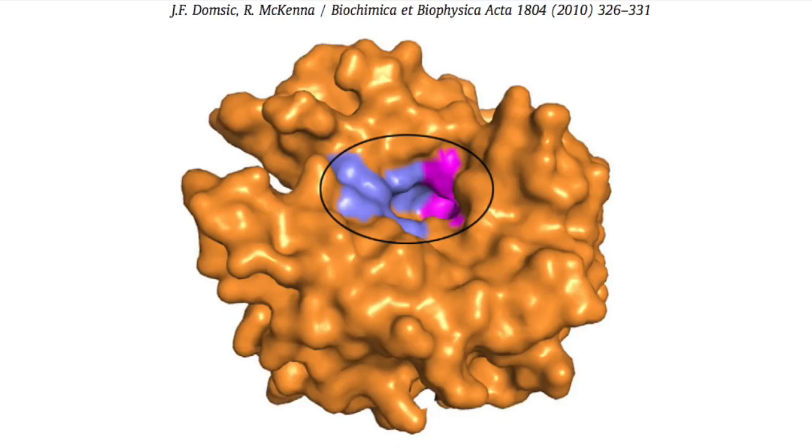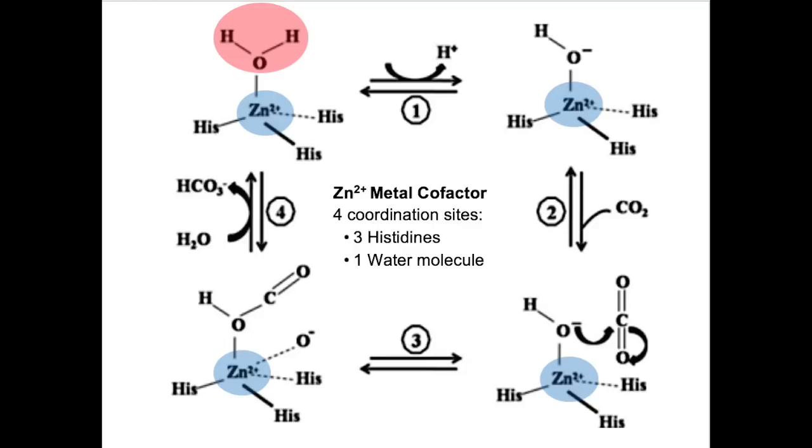You can see that most of the enzyme is shaded in orange. This is the non-catalytic portion of the enzyme. The active site is circled, and it forms a deep cleft in the center of the enzyme. There's a portion of this catalytic site shaded in purple and another that is shaded in pink. The purple represents hydrophilic residues in the active site, and the pink portion represents hydrophobic residues. In the active site, in the hydrophilic region, is found the zinc ion.